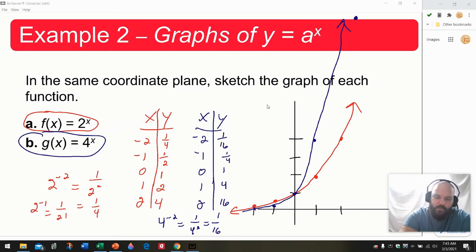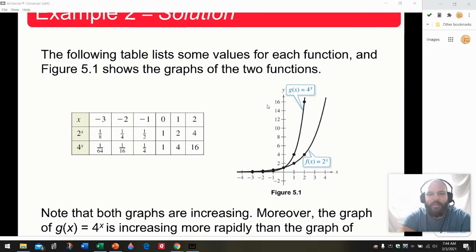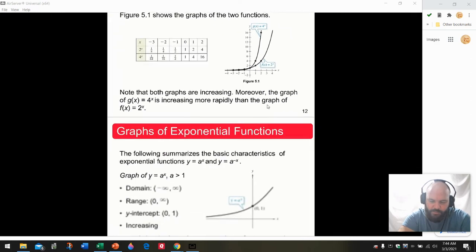So what I'm hoping for you to see from here is how this base number affects the graph. If the base number is a little closer to 1, it's going to be much flatter at the beginning, and then it's going to shoot up. And if that base number is bigger, it's going to be even flatter and shoot up faster. And there's a comparison of the two graphs. That's an actual graph with the tables written side by side, which is exactly what I just showed you.